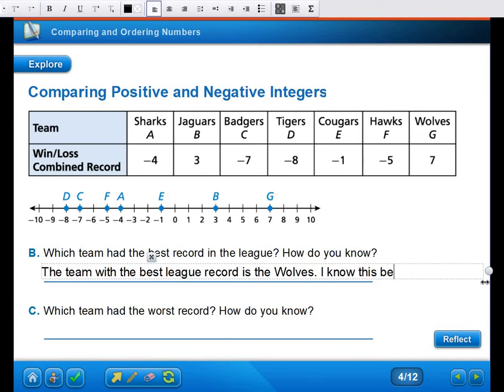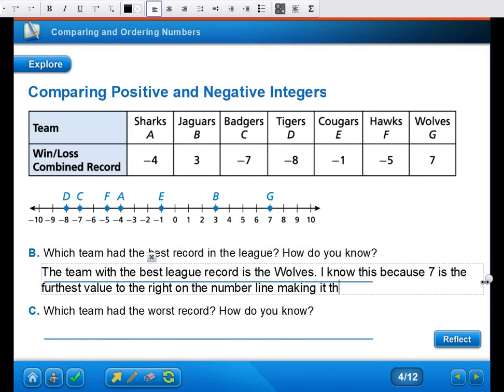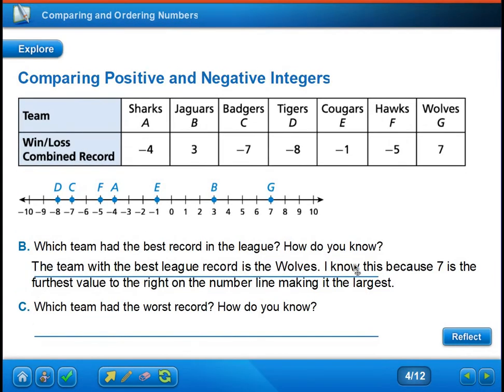So I know this because 7 is the furthest value to the right on the number line, making it the largest. Okay, and the largest record is going to be the best record. Okay, because it's positive, so they have more wins than losses.